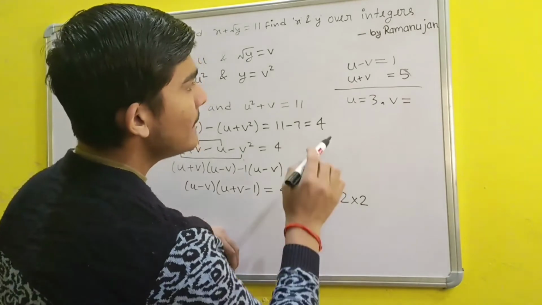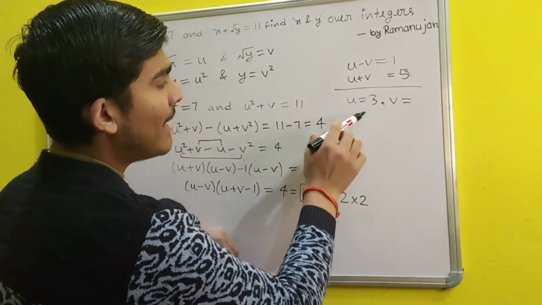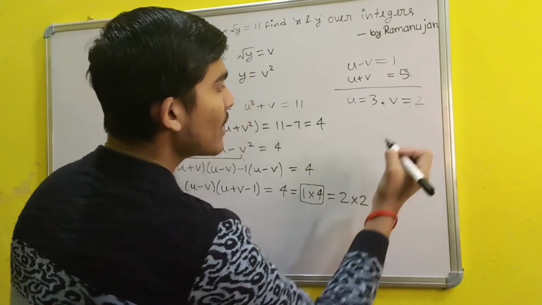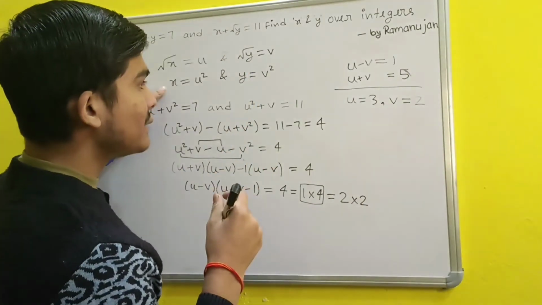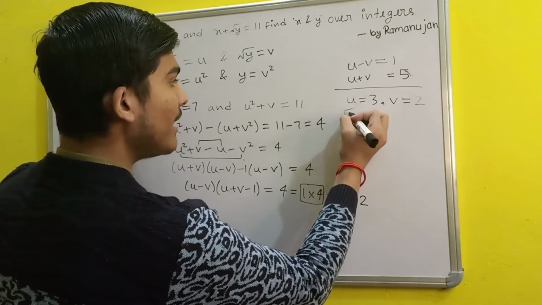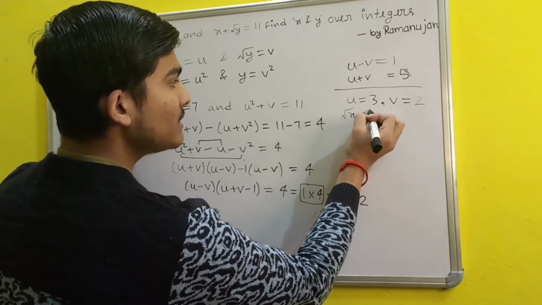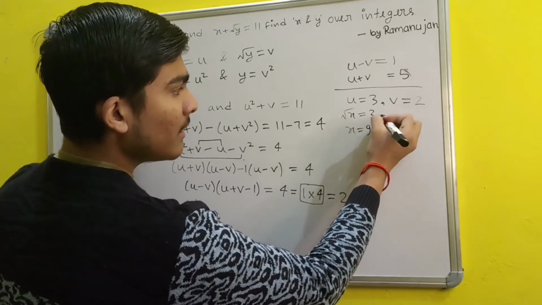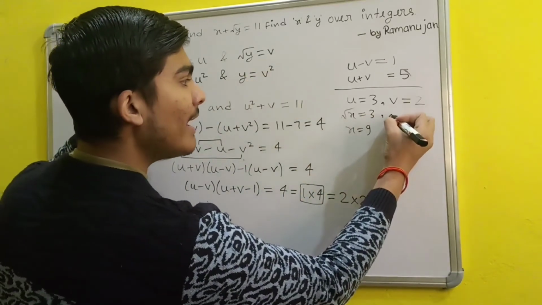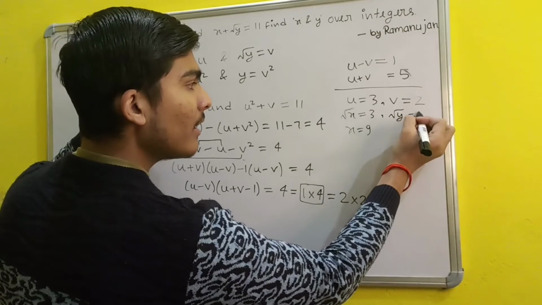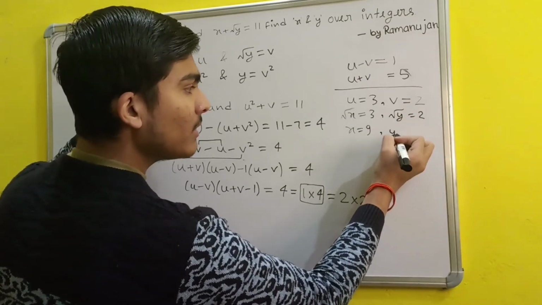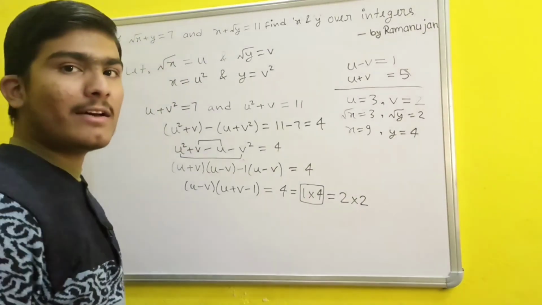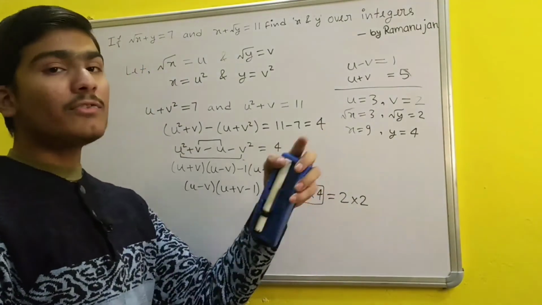So v will be, putting it here, 2. u was square root of x. Square root x equals 3, so x equals 9. What will be v? v was square root y, so y equals 4. So by comparison, we have found the values of x and y.